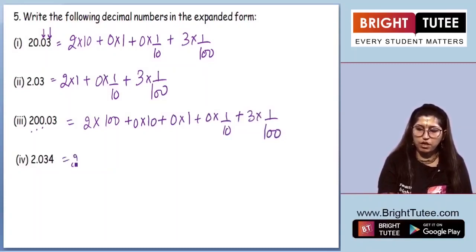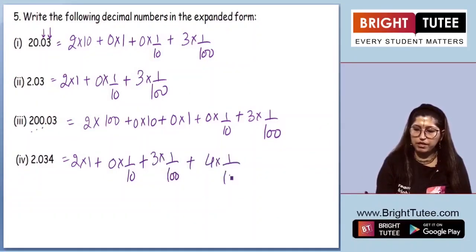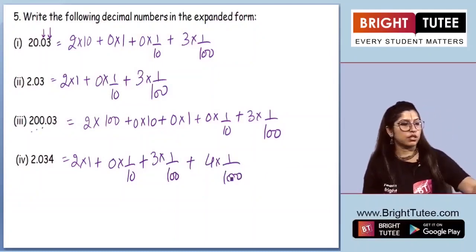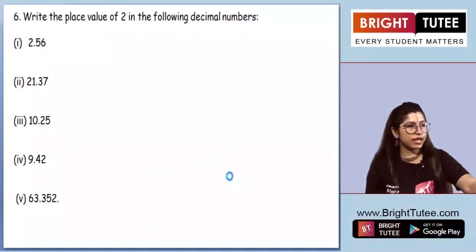Moving on to the last one. 2 times 1 plus 0 times 1 by 10 plus 3 times 1 by 100 plus 4 times 1 by 1000. Now moving on to question 6.